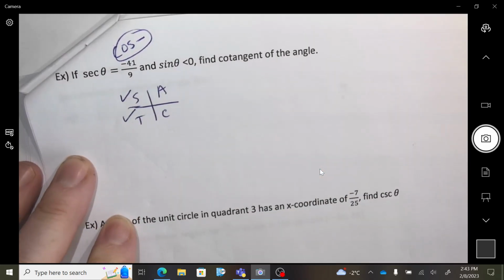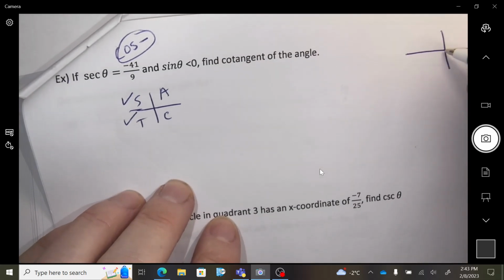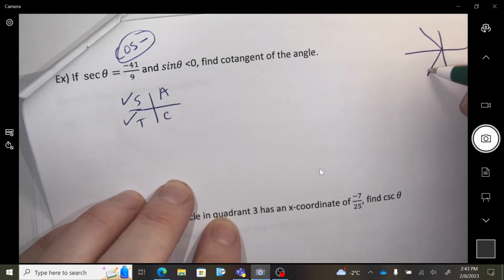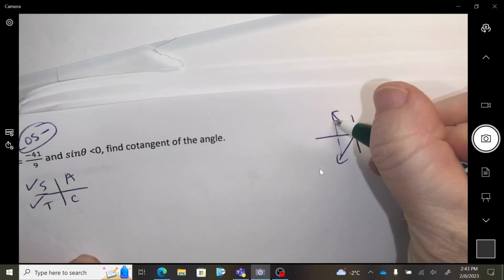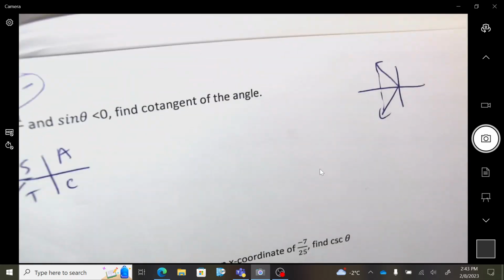Well, secant is r over x, and r is positive. I know x is negative and r is positive, but what is y? I don't know. So you're only down to two possibilities.